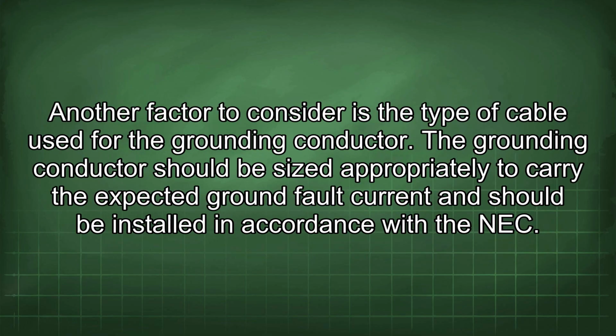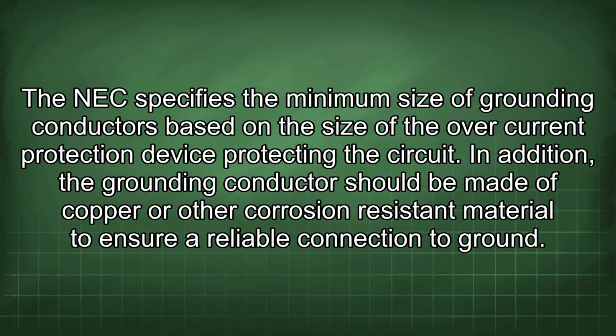Another factor to consider is the type of cable used for the grounding conductor. The grounding conductor should be sized appropriately to carry the expected ground fault current and should be installed in accordance with the NEC. The NEC specifies the minimum size of grounding conductors based on the size of the overcurrent protection device protecting the circuit. In addition, the grounding conductor should be made of copper or other corrosion-resistant material to ensure a reliable connection to ground.